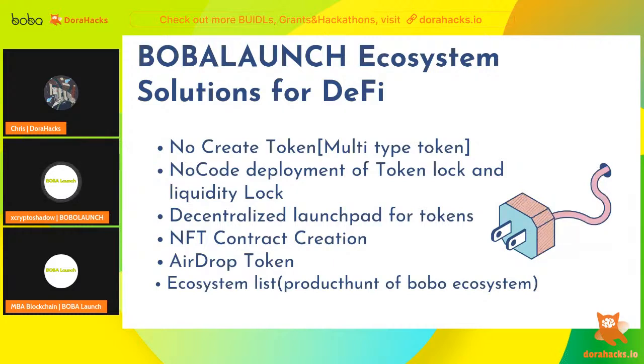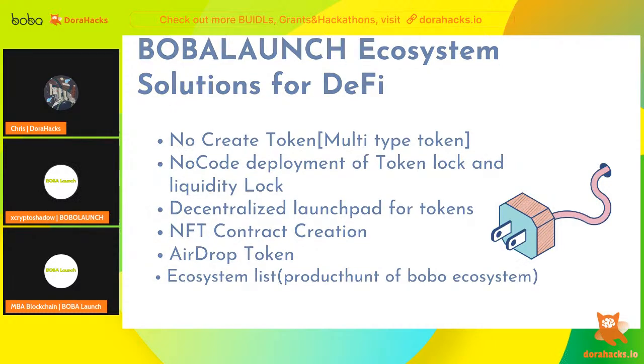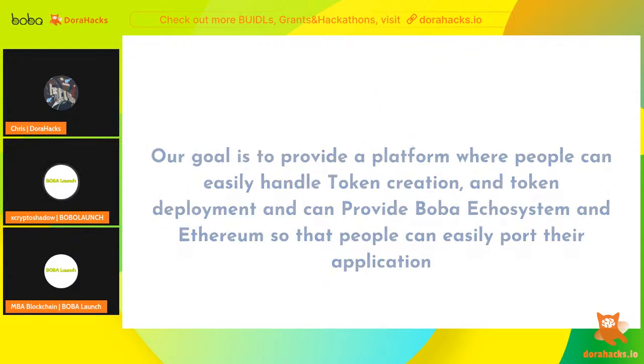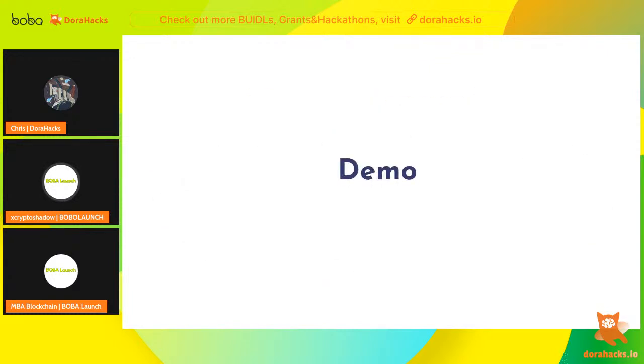Basically, in the future plans, we also want NFT creation, airdrops, and we also have the ecosystem. Basically, we are the Boba ecosystem. We will provide the list of projects which are on the Boba system, like a Product Hunt kind of thing for the Boba ecosystem, where people can upload each project which is on the blockchain, which I will show you in the demo also. So yeah, this is basically our goal, where people can easily handle token creation and all of that, which I already covered. So let's have a demo.